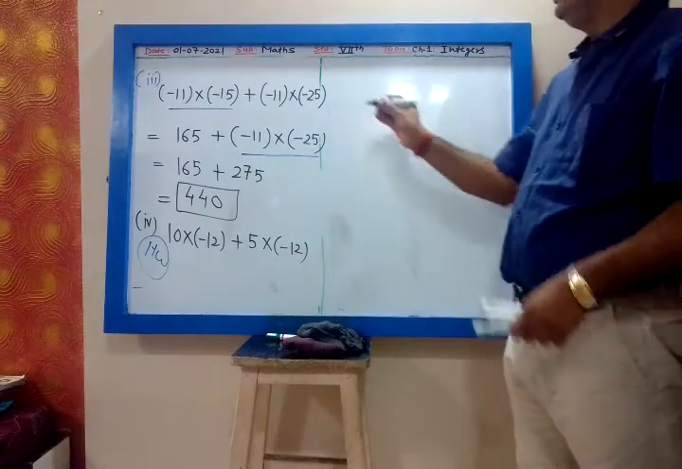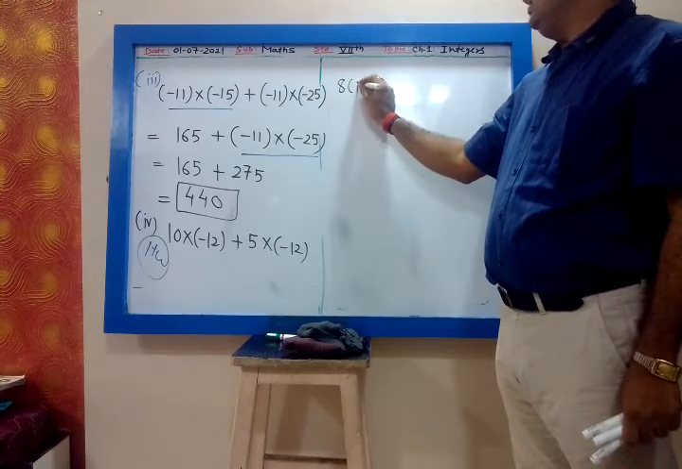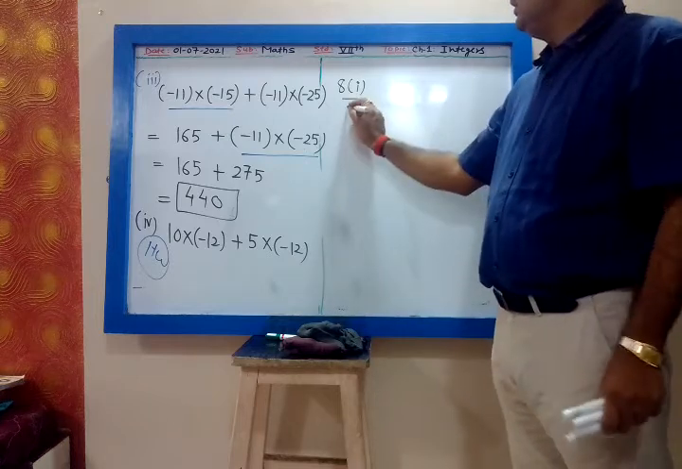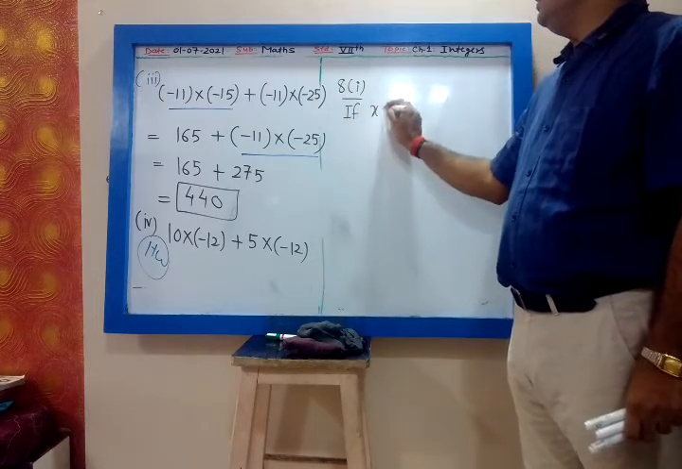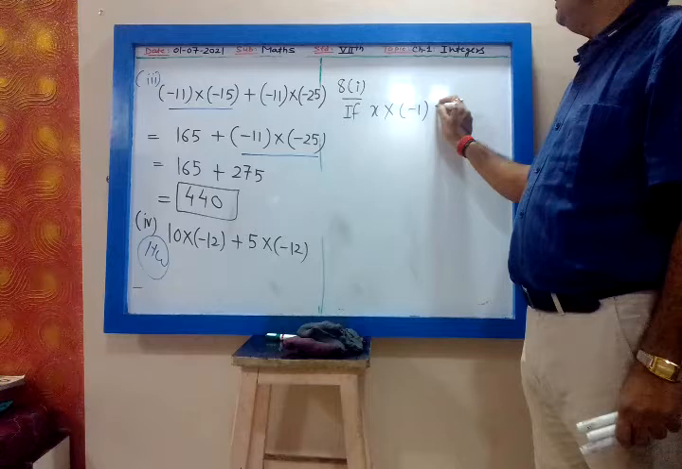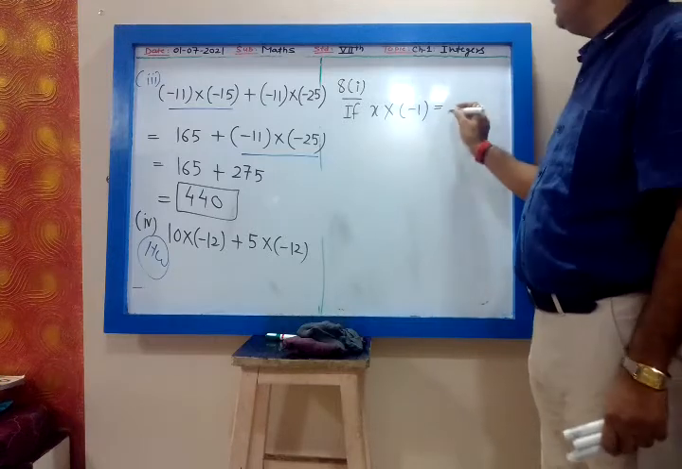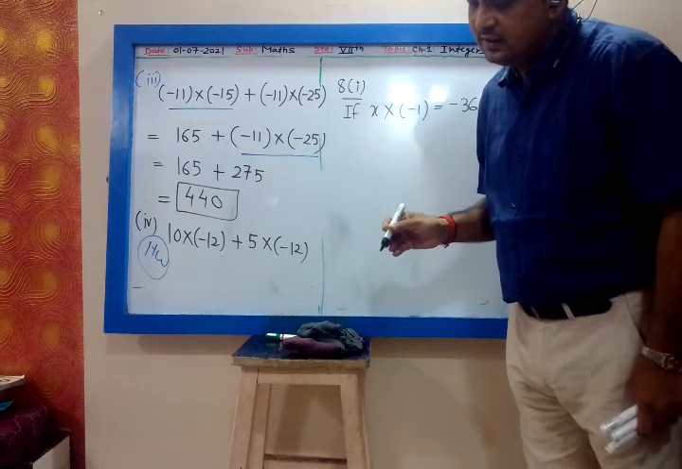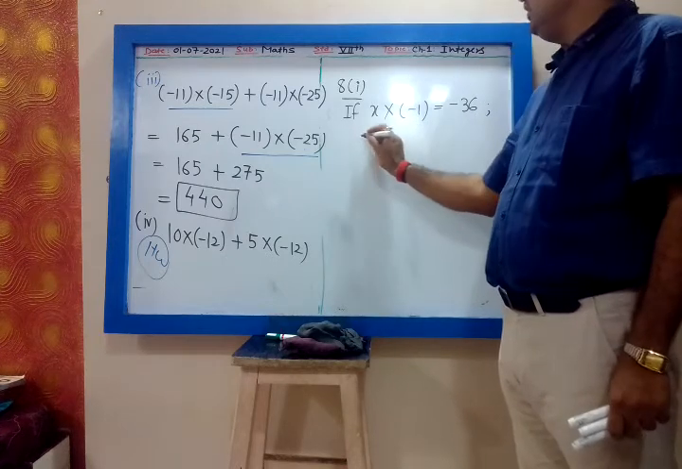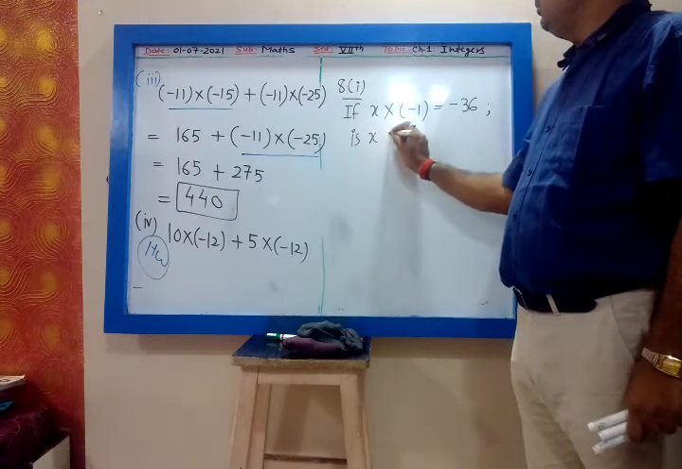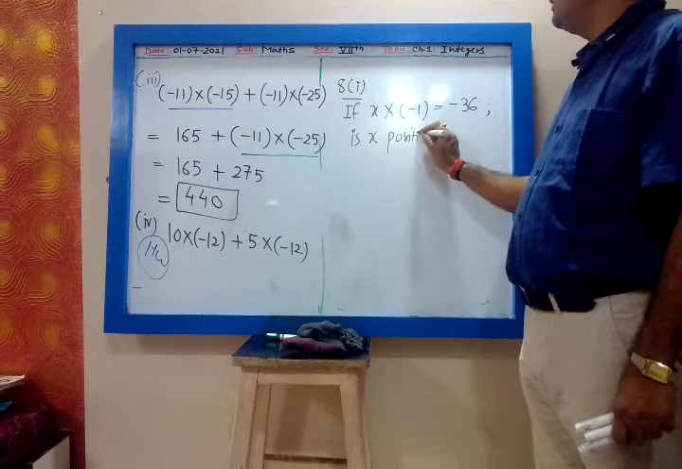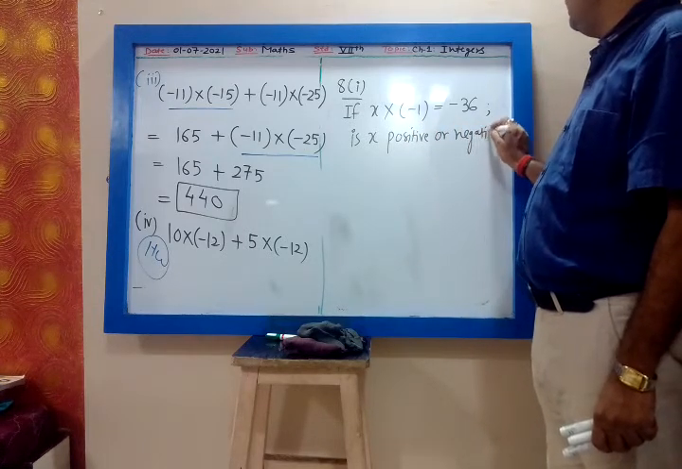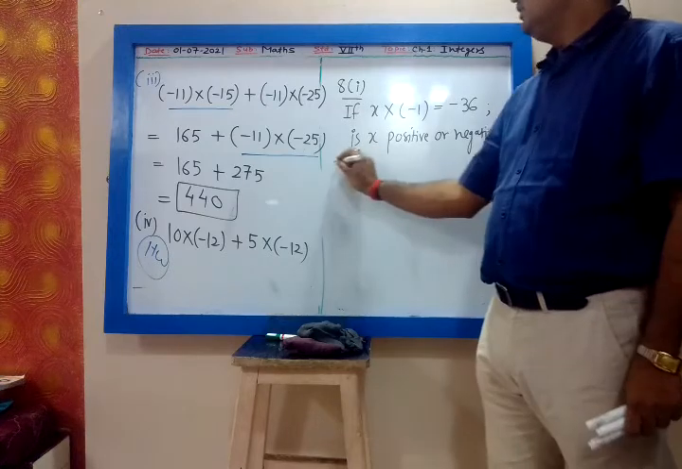Now eighth one. If x into minus 1 is equal to minus 36, then the question is: is x positive or negative? Is x positive or negative? So let us solve this.